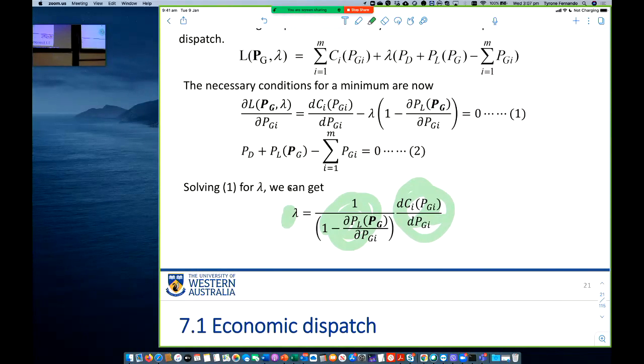So what is the penalty factor? Well, you can see here: 1 over 1 minus the partial derivative of the losses PL with respect to that generator, PGi. So PGi can be PG1, PG2, etc. PL is the transmission loss, because transmission loss can be a function of all the power that is generated by the different generating sources. When we see an example, it will make more sense.